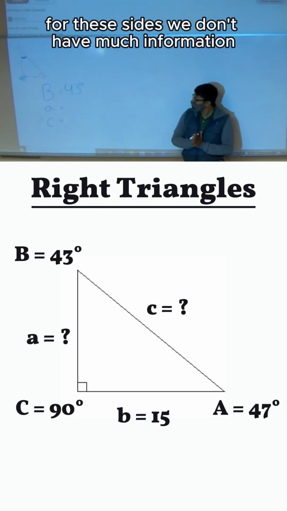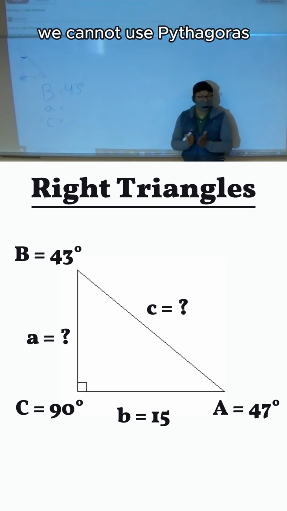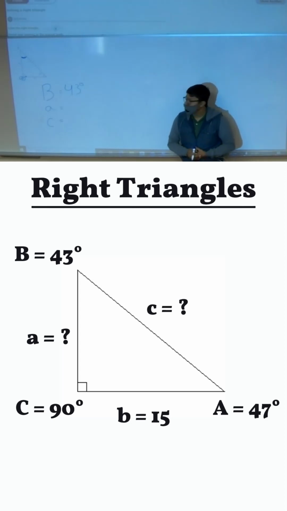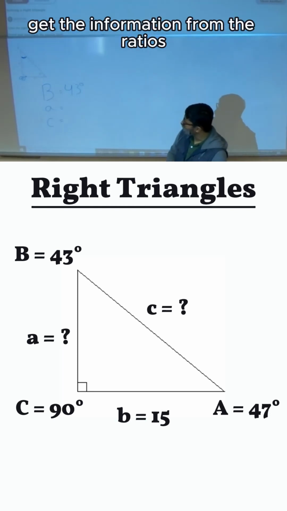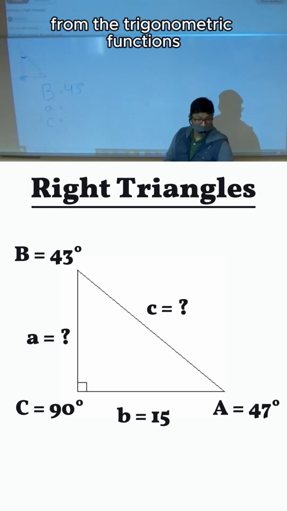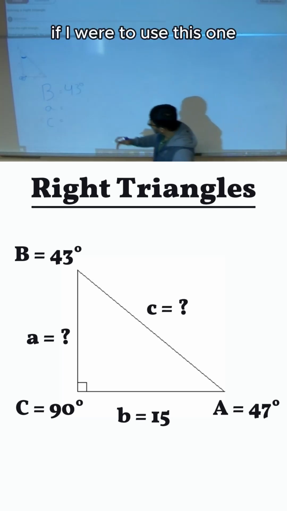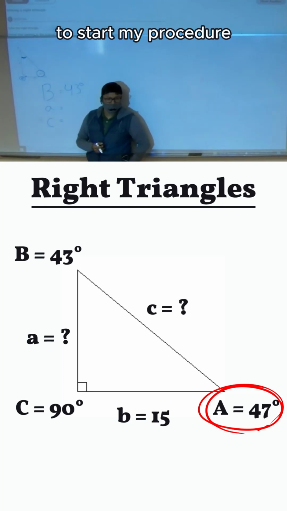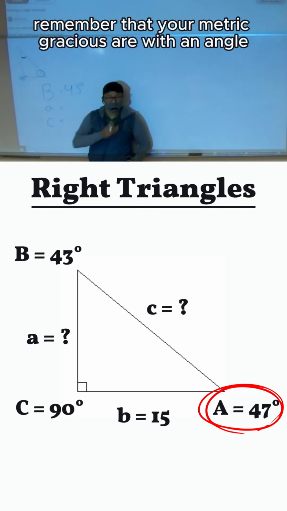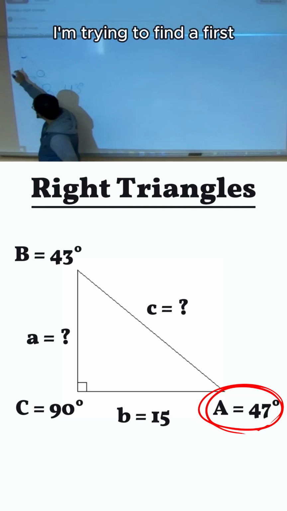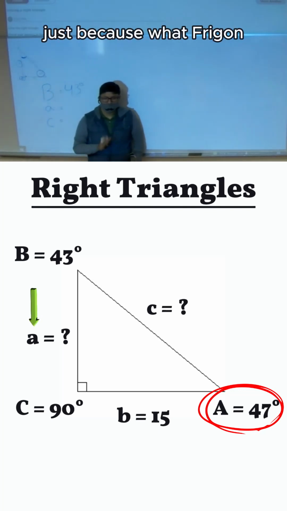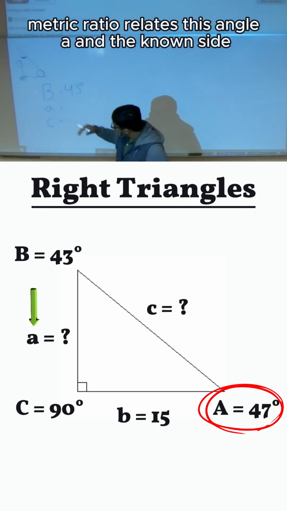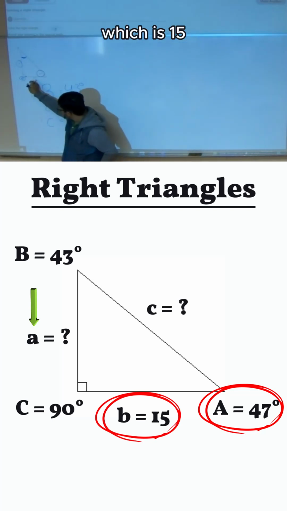Now for these sides, we don't have much information. We cannot use Pythagoras because that requires two sides already known. But what we can do is to get the information from the ratios, from the trigonometric functions. If I were to use this one, to start my procedure, remember that trigonometric ratios are with an angle. I'm trying to find A first, just because. What trigonometric ratio relates this angle A and the known side, which is 15?